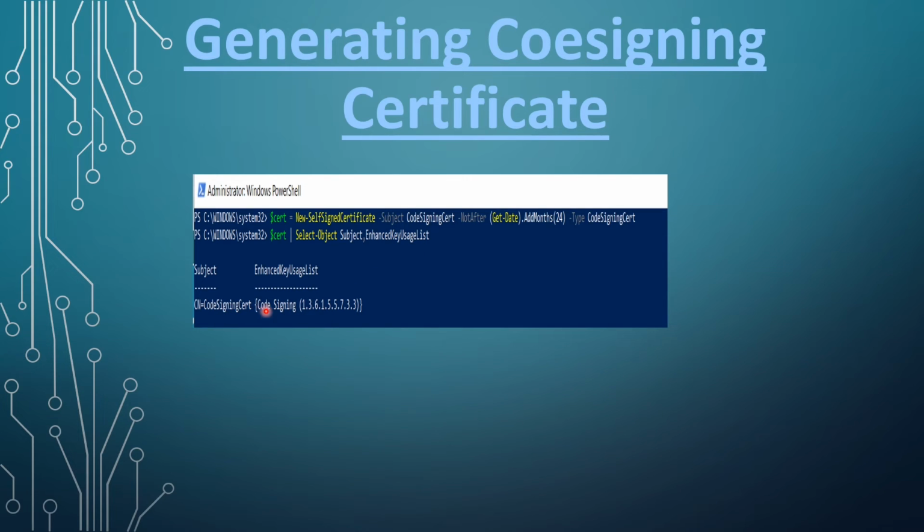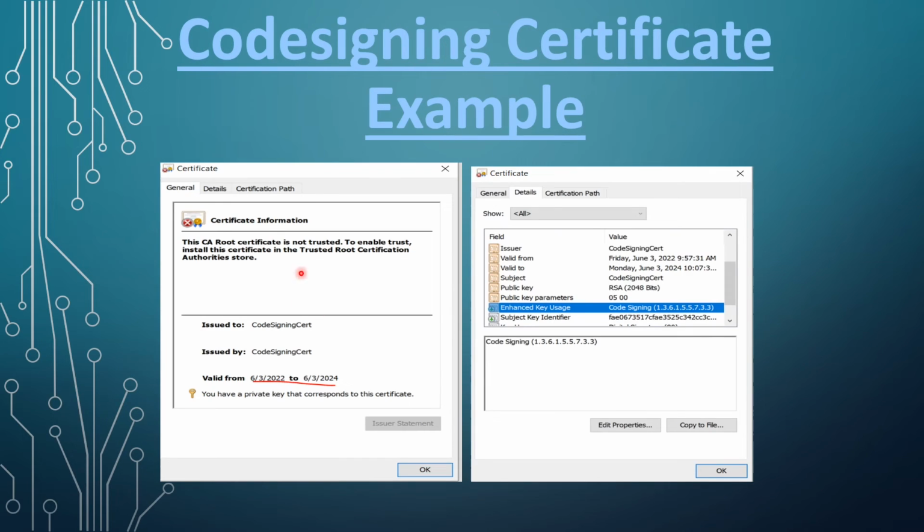To see the purpose of that certificate, you can run this command to get the code signing EKU. It's called the Enhanced Key Usage list. That tells you the purpose of that certificate, why we need to use it. Now, if you open this certificate, it will look like this. It has General tab, Details, Certificate Path. In the General tab, you see a message telling me that this root certificate is not trusted. To enable trust, install this certificate. I have to install it on my local machine to trust this certificate.